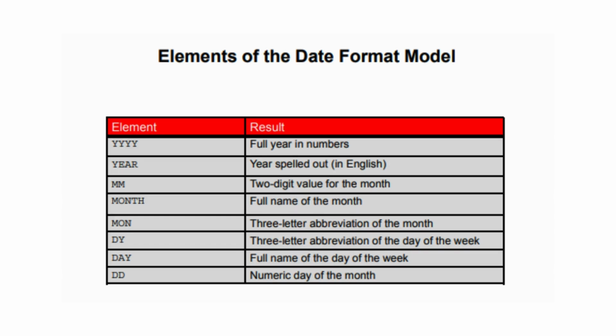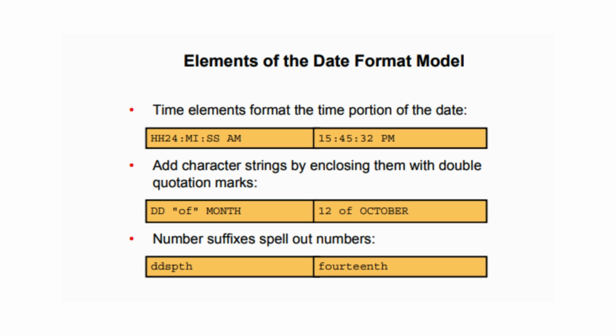Elements of the date format model. YYYY: full year in numbers. YEAR: year spelled out, in English. MM: two-digit value for the month. MONTH: full name of the month. MON: three-letter abbreviation of the month. DY: three-letter abbreviation of the day of the week. DAY: full name of the day of the week. DD: numeric day of the month.